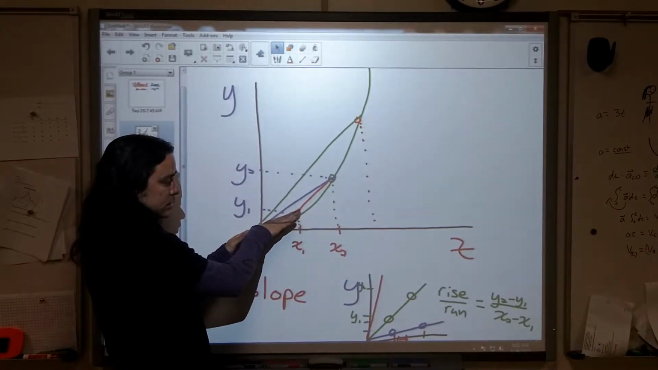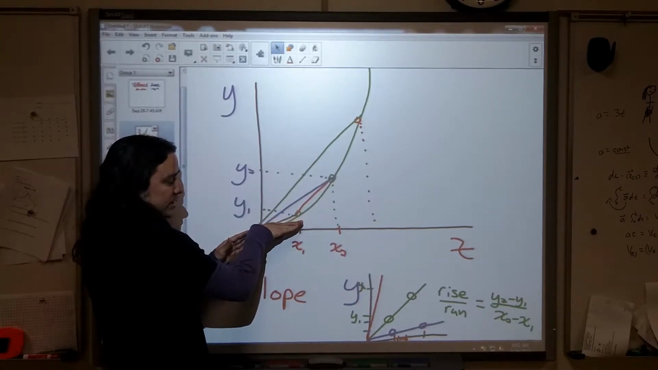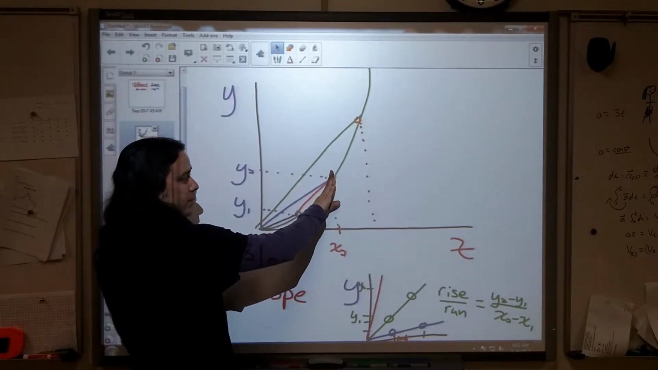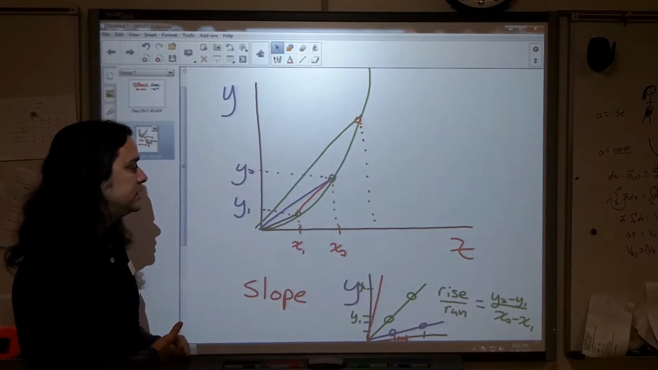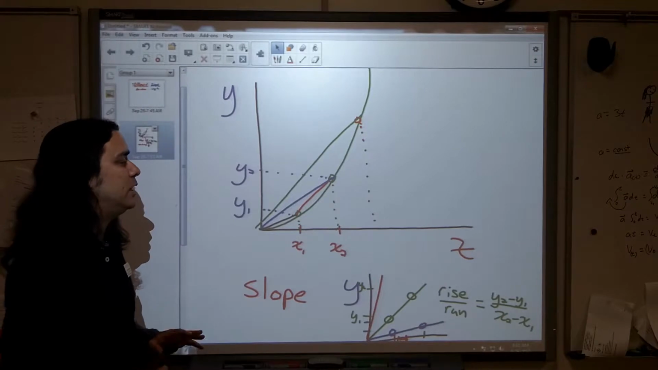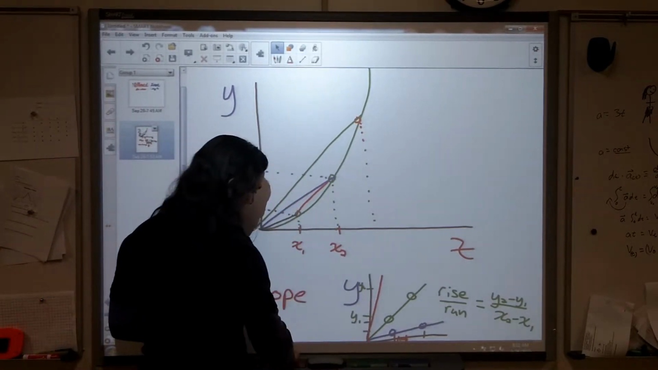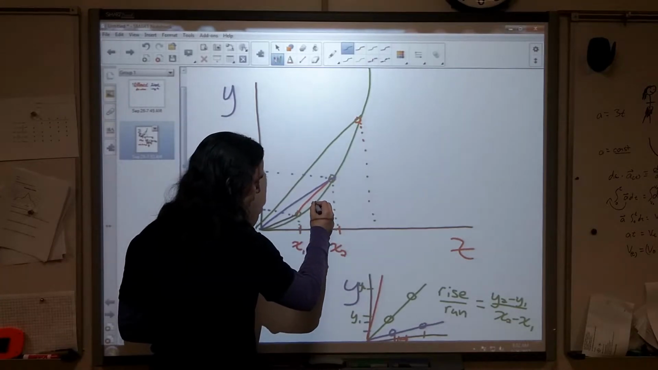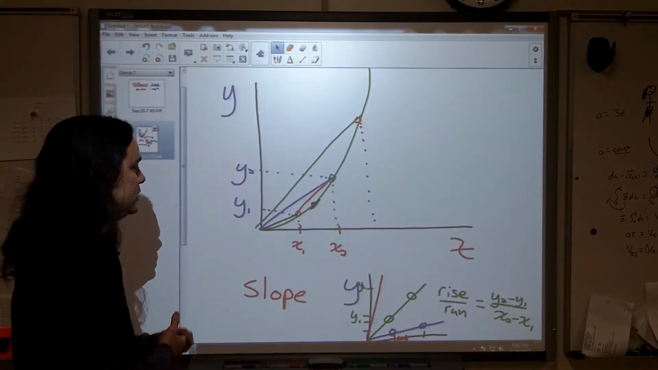Sometimes it's less, so here's my average slope. Sometimes it's less, it's changing much more slowly, and sometimes it's more, it's changing much more quickly. What calculus is about is saying, okay, let's move beyond the average. What I want is to be able to find out what the slope is at any given point right here. The idea behind this is the following.